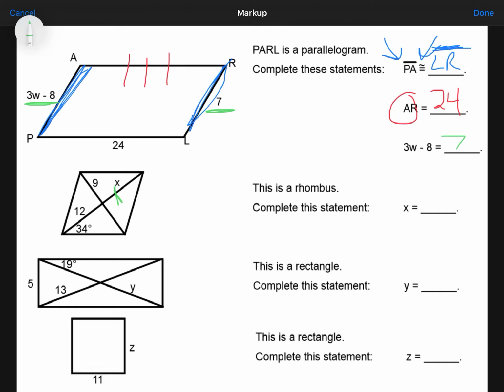What is x equal to? Is it equal to 9? Is it equal to 12? Is it equal to 34? I had told you earlier that I was going to remind you that in all these shapes, first learned in parallelograms, but then also in these other ones, diagonals bisect.